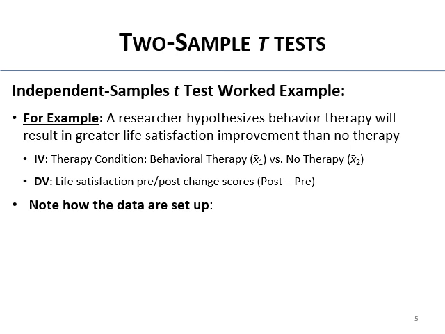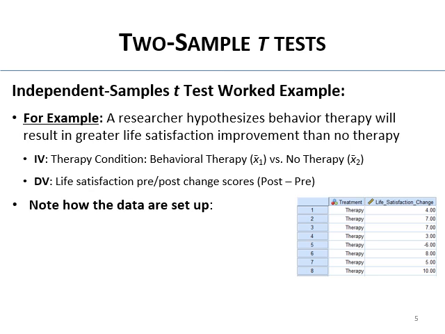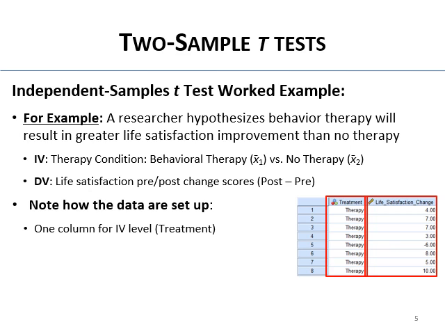So check out how the data are set up. This is how data are set up for between groups designs in SPSS. There's one column that represents the independent variable. That is what treatment group they're in. So here it just shows therapy, but if you keep going down, it would show the no therapy folks. And then another column for their dependent variable. That is life satisfaction change. So yeah, that's it. That's the setup. 2 columns, one that's the IV, one that's the DV.